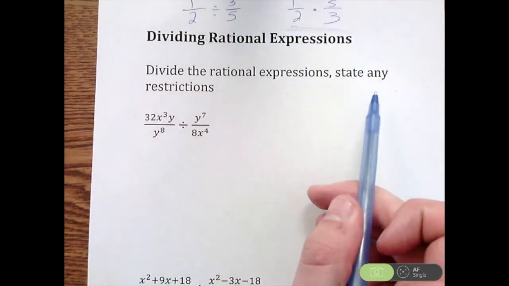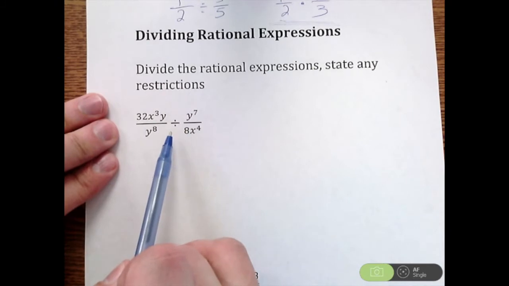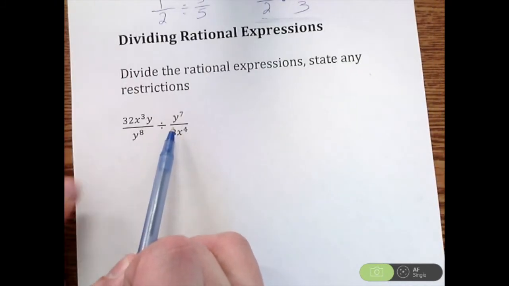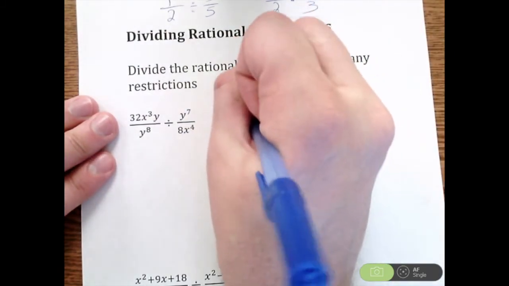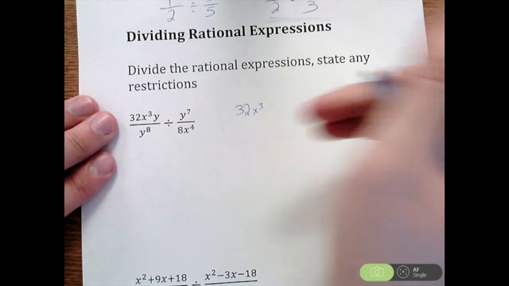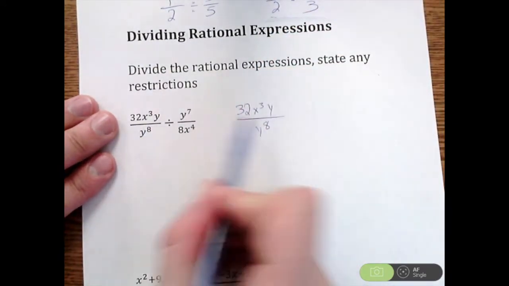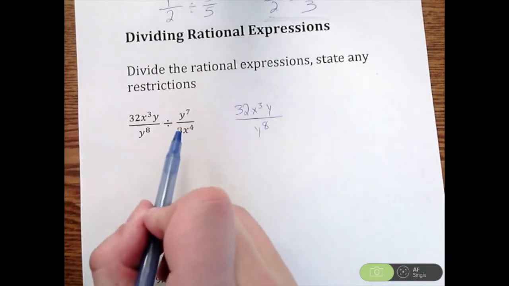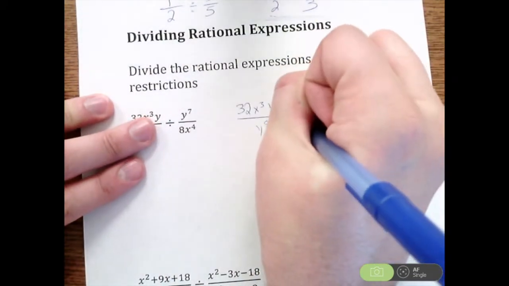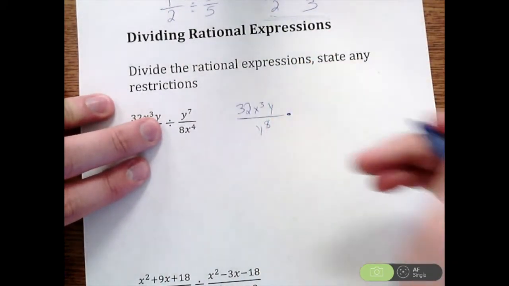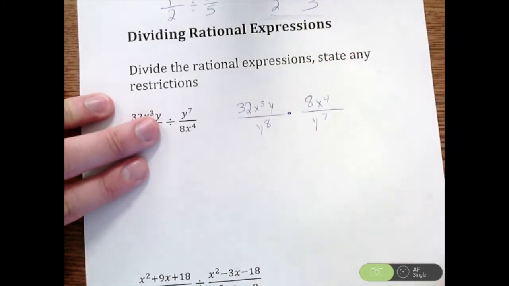So we're going to divide the rational expressions and state any restrictions. Here's our original setup. Again, the first thing I'm going to do is flip the second fraction, and it changes everything to multiplication. The first one, 32x to the third y, divided by y to the eighth, stays exactly the same. When you're rewriting, be super careful that you don't rush and mess up. So we flip the second fraction and change to multiplication. Now I have 8x to the fourth on top and y to the seventh on bottom.